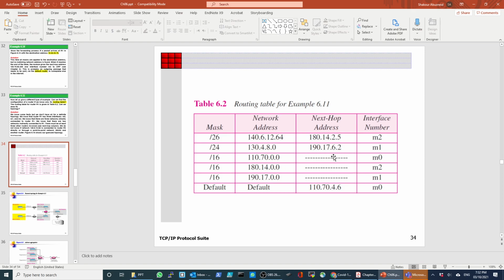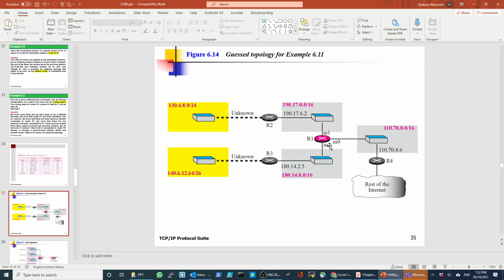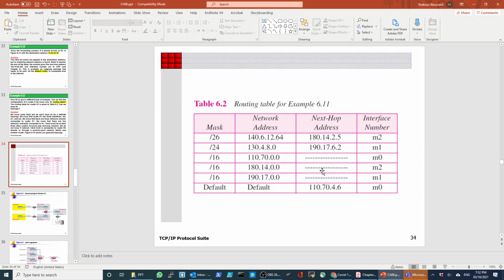Three. Because in here, there's no value. That means direct. You see how we draw it? Then three interfaces. What are the three interfaces? M0, M1, M2. Simple. Okay, how many indirect interfaces we have? 2. All right. Okay, and this is default. It's telling you it's default, right?